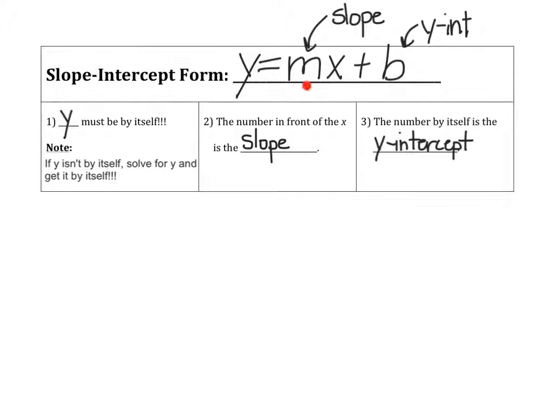So one more time just to go over this, slope-intercept form is y equals mx plus b. M is the slope, b is the y-intercept. Y must always be by itself. If it isn't by itself, solve for it and get it by itself. The number in front of x, so the coefficient of x, is the slope, the m, and the number by itself, otherwise known as the constant term, is the y-intercept.